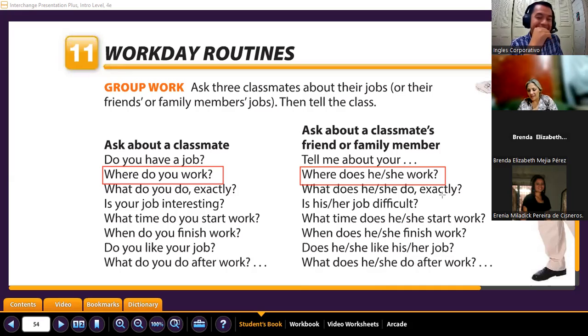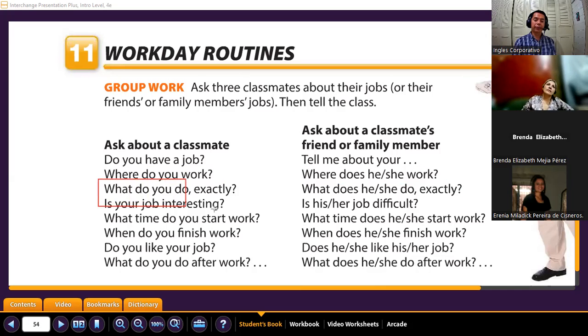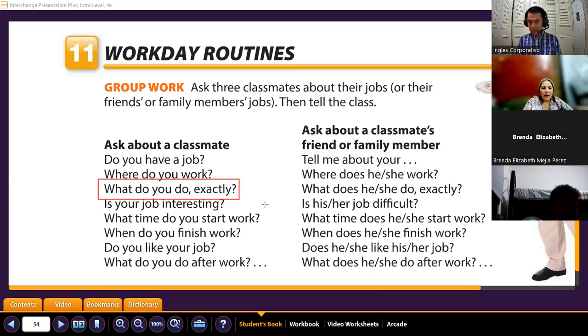Repeat, Delia. I work in Graph Depot. Okay. She works at Graph Depot. Nice. Next question, please. What does she do exactly? Delia, what do you do exactly? I sell graphic supply.